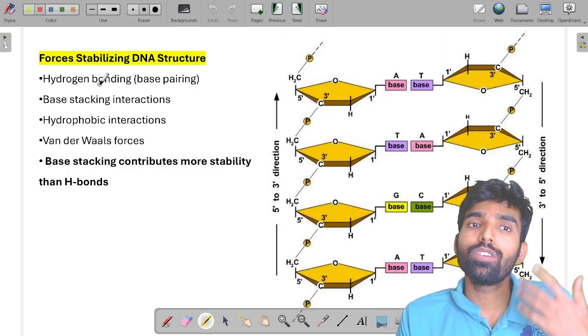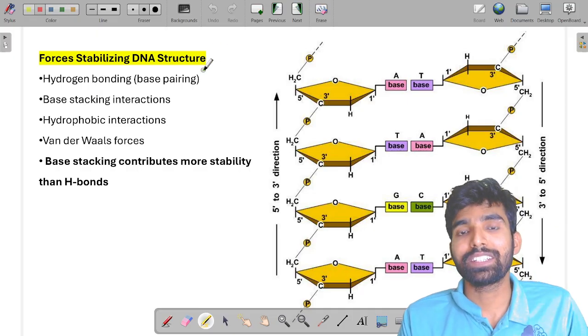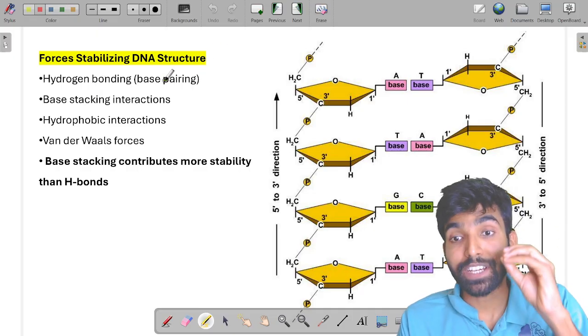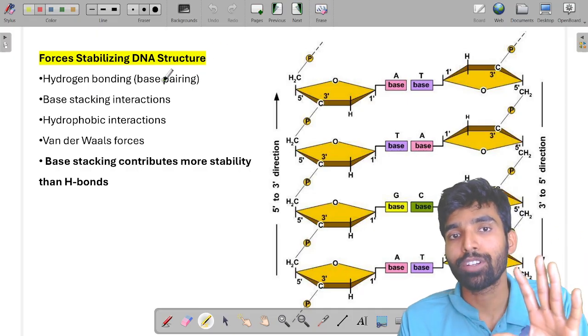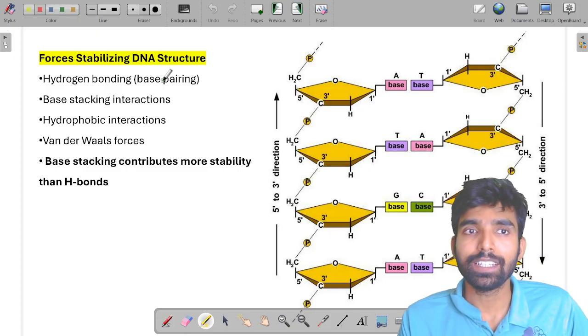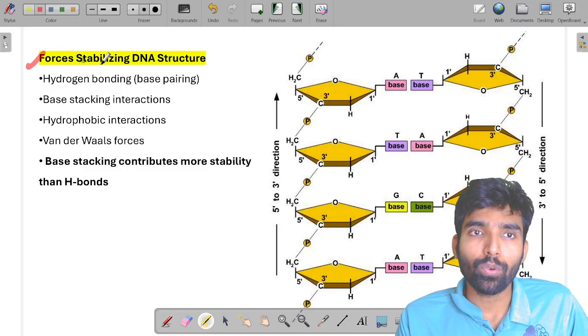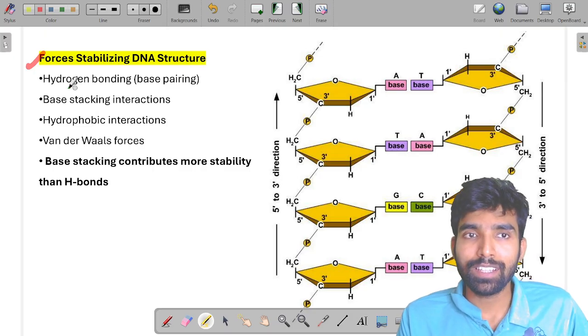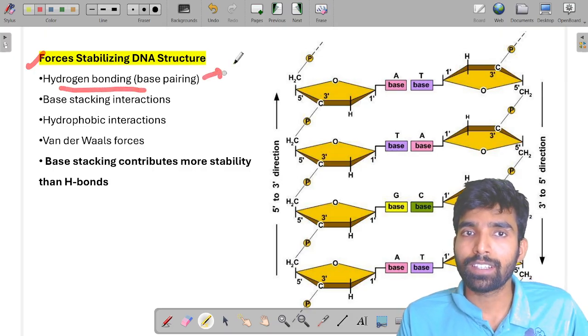Then which forces actually stabilize DNA? Whatever I am covering here is very important from an exam point of view. I can cover it in detail, but that's not required, especially for GAT-B. So what are the forces that stabilize the DNA? First is the hydrogen bonding that I already discussed: between G and C, 3 hydrogen bonds, and between A and T, 2 hydrogen bonds.